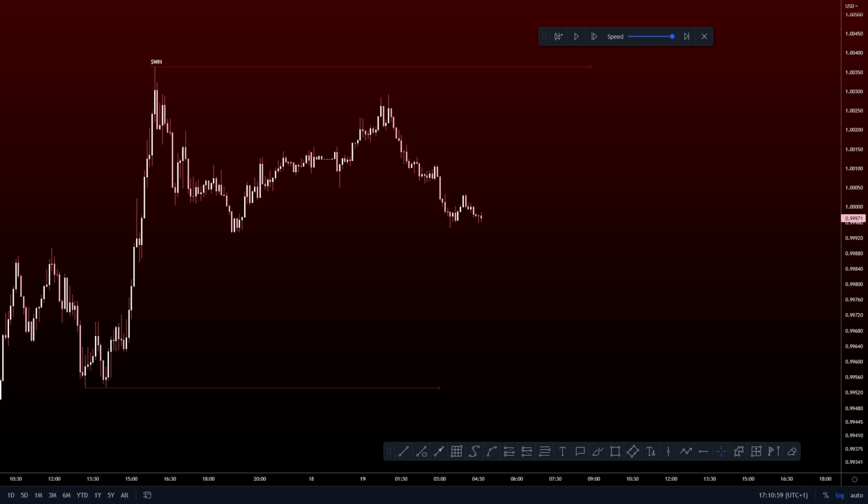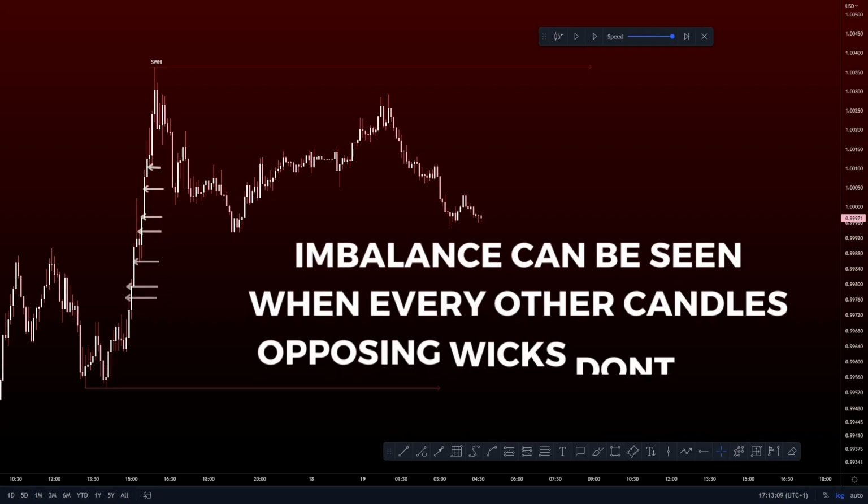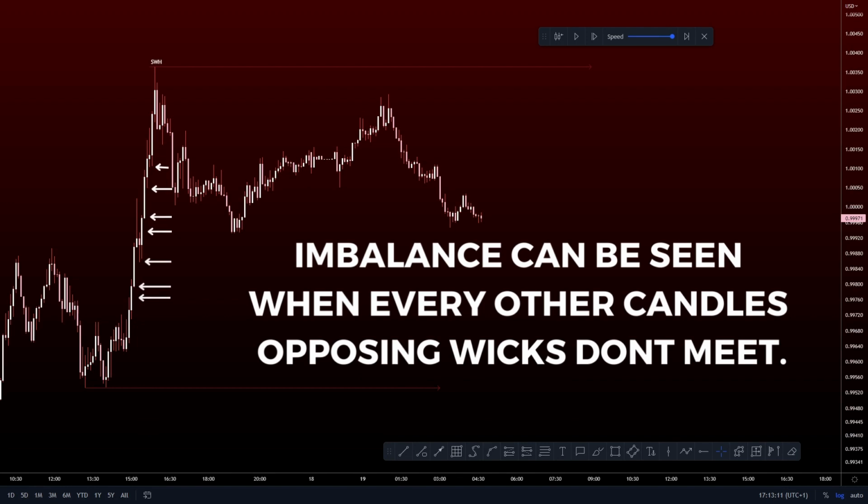Before we begin, we do have to define what imbalance and liquidity is, just so we can use them within our strategy. Imbalance is the difference between buy orders and sell orders in an order book. And although we are not technically viewing the order book when we look at a chart, we are looking at the price movements due to imbalance. Imbalance can, however, be seen on a chart through candles, and as shown in a previous video, it shows when every other candle's opposing wicks don't meet each other.